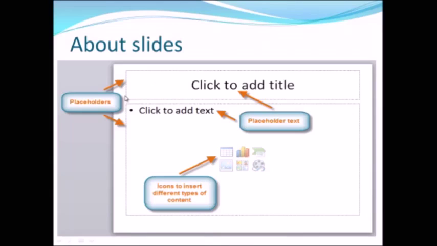A placeholder can contain different types of items. For example, it can contain text. It may contain a picture or a chart or any clip art as well. So we can understand the placeholder as holding a particular text, or a picture, or a chart. It's holding an object basically.